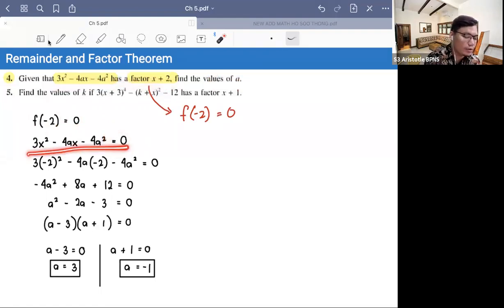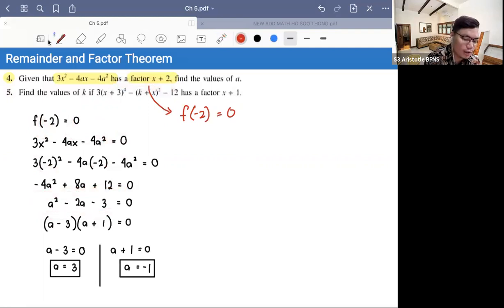Now, how do we answer this? We first evaluate this. We plug in the value negative 2 here and here. And then what's next after this? We simplify. So it becomes negative 4a squared plus 8a plus 12 equals 0. Now, what happened from here to here? Where did the negative 4, 8, and 12 go?